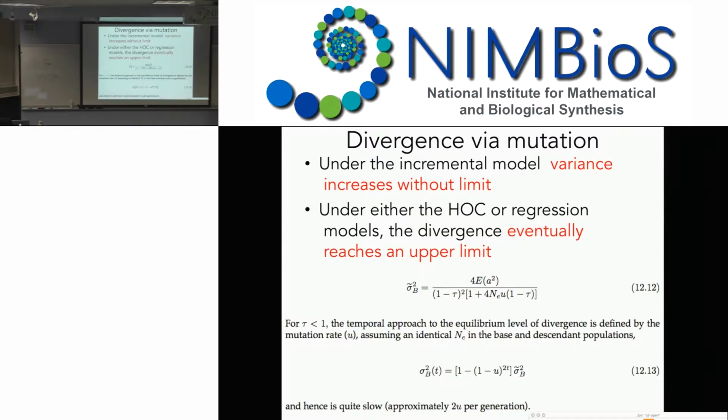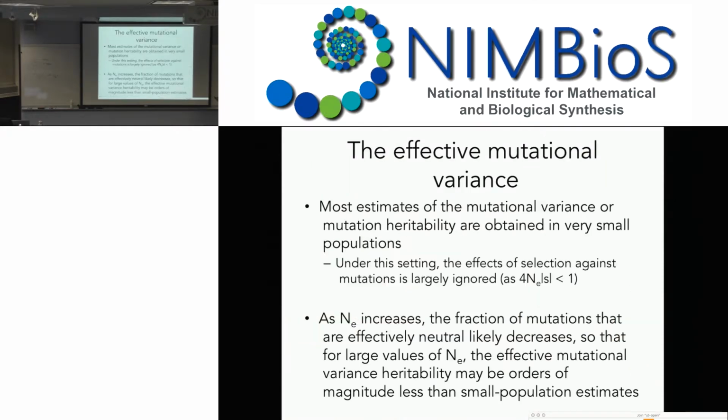But the reason that's important is if your model comes to a limit, that's often taken as a symptom or a sign of stabilizing selection. That need not be the case.